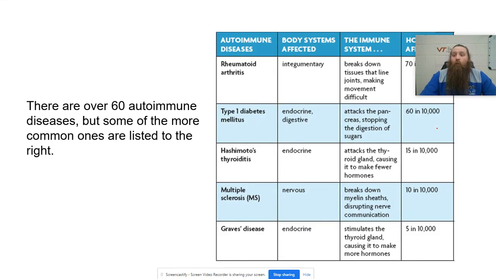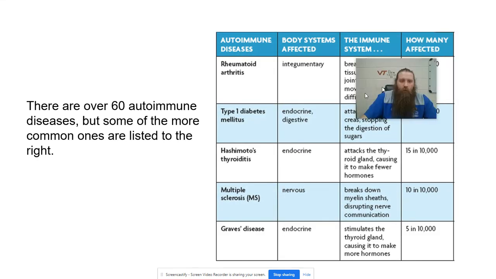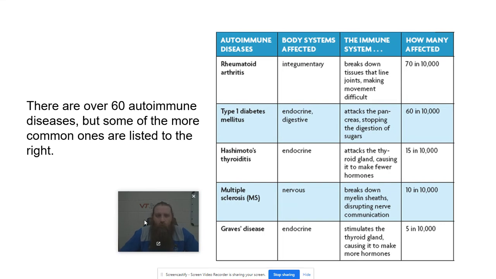Now, there are a lot of autoimmune diseases, like over 60, but here are a couple common ones. Multiple sclerosis is one that you may have heard of before, type 1 diabetes mellitus, and RA, which is rheumatoid arthritis. A lot of people get RA.